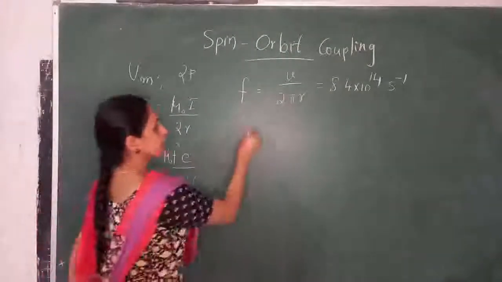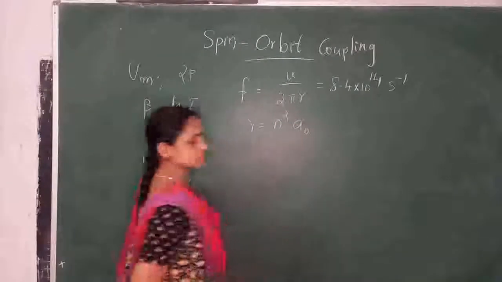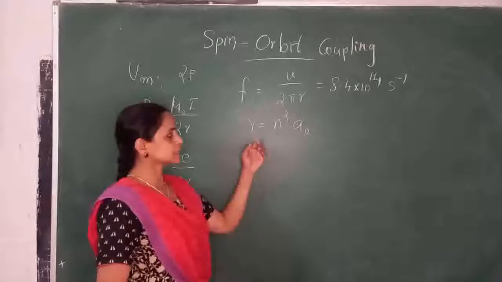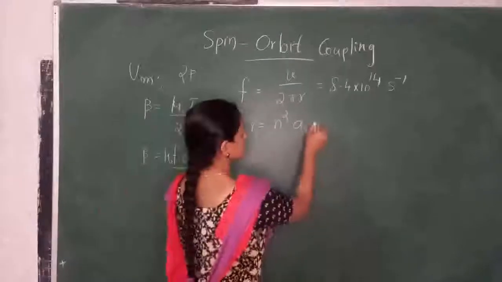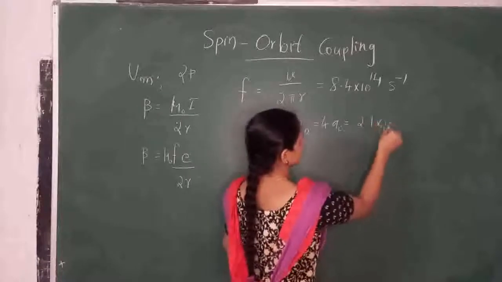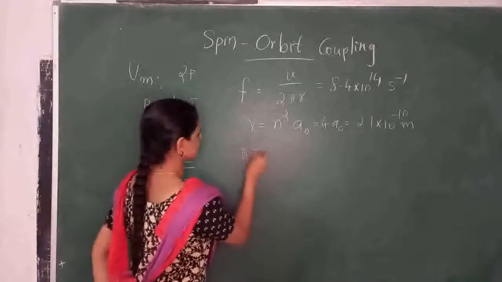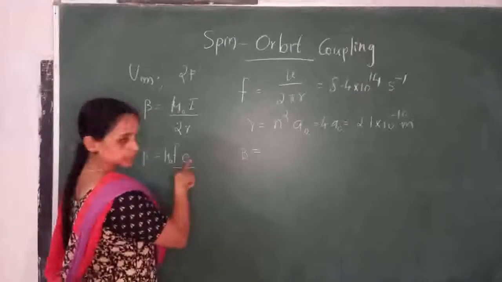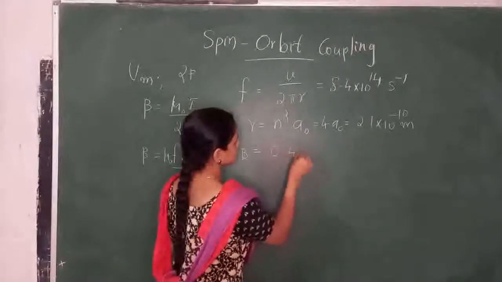The f value is found, and then the r value can be given from the equation n square a0. This equation you have learned in the first module of this paper, atomic structure. Here n is equal to 2, so n square a0 is 4a0, which is equal to 2.1 into 10 raised to minus 10 meter. So the magnetic field you will get is mu 0, that is 4 pi into 10 raised to minus 7, times f e, divided by 2 r, and the value of this B will be 0.40 Tesla.